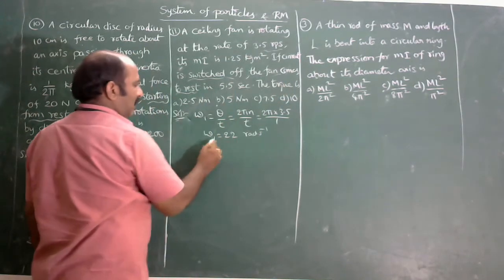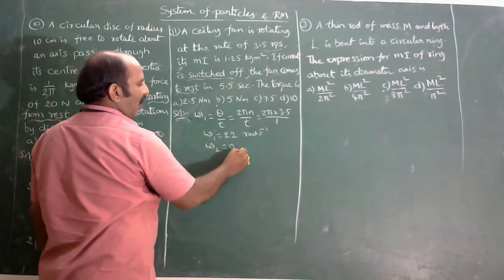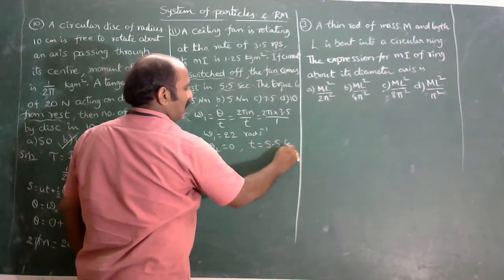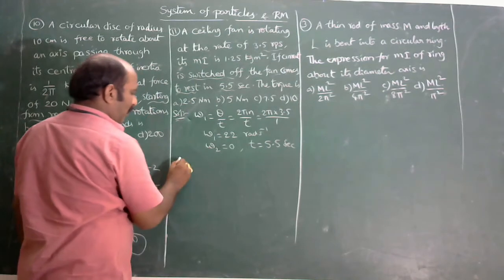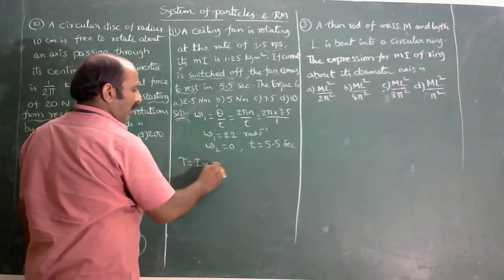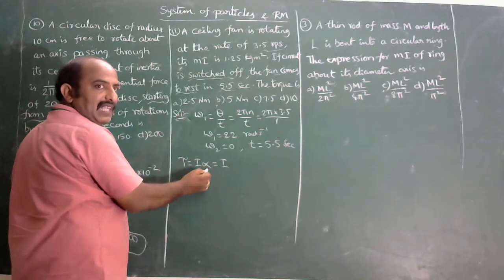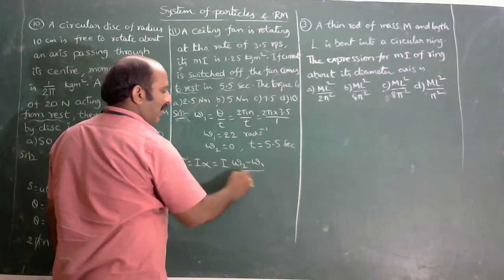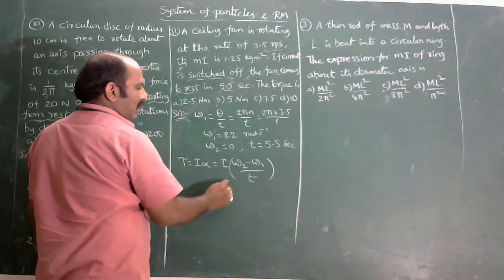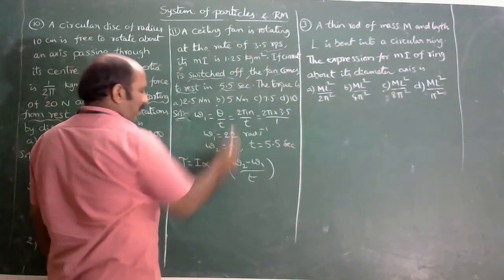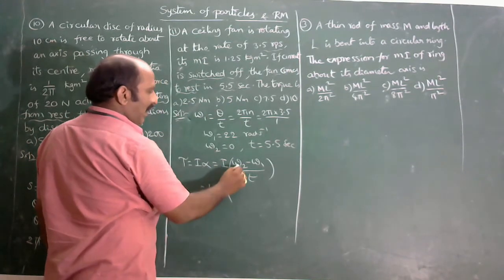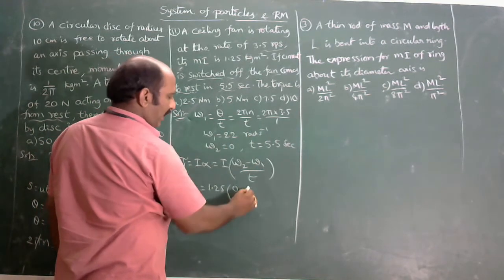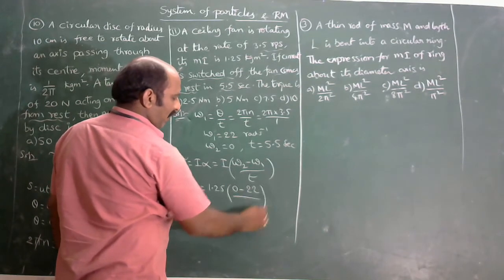Finally the fan comes to rest. That means omega 2 becomes 0. In how many seconds? 5.5 seconds. t is equal to 5.5 seconds. We want to find the torque value now. Torque tau is equal to, you know, I into alpha. Alpha is nothing but angular acceleration, the rate of change of angular velocity. That's why you write omega 2 minus omega 1 by t. All these values substitute here. I value is given as 1.25 into omega 2, 0, minus omega 1, 22, by time 5.5.